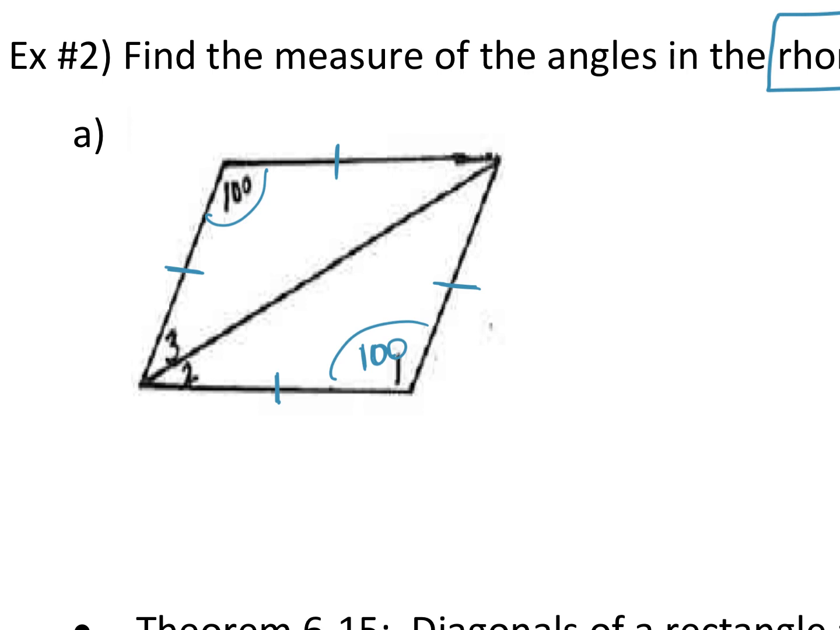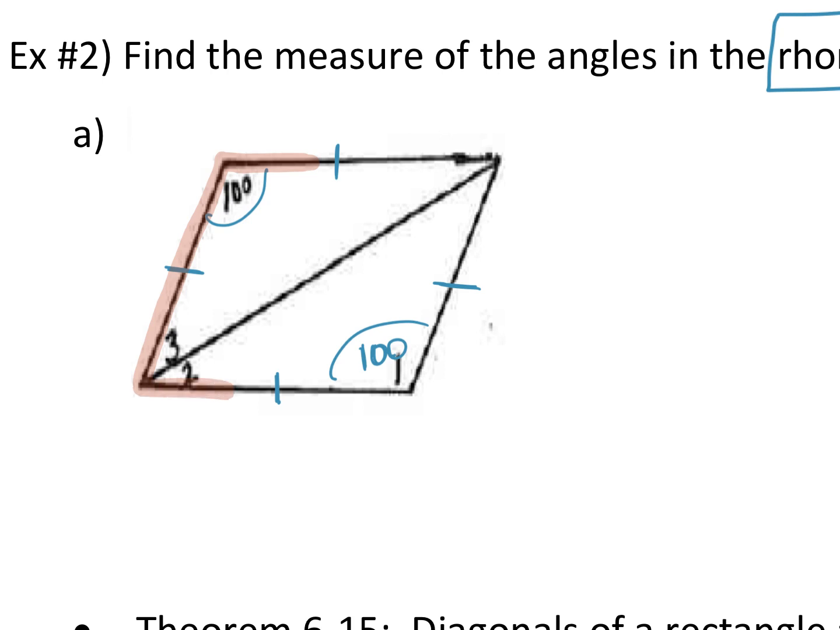Angles 2 and 3. "2 is 80, I think." No. I know why you think that, and you're on the right track. It's not 2 that is 80. It's 2 and 3 together that make 80, right? Because here's the deal. Look at this.